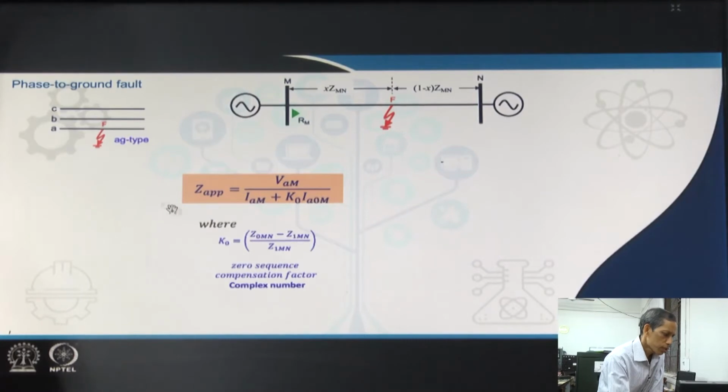So, for this case our verification will address only phase A to ground fault or phase B to ground fault. So, only phase to ground faults we will analyze. One can go for different types of faults and different positions of the fault similarly.